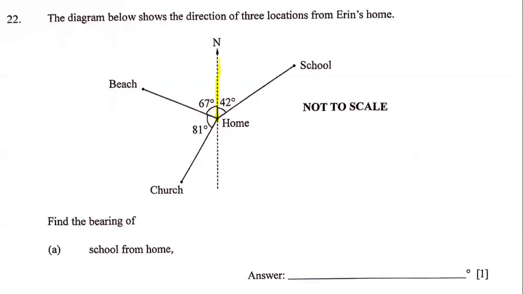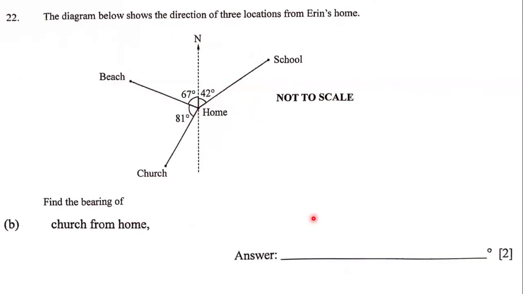The good thing is that the north was already drawn. But in general, if you're starting at a particular place, you start there and you draw a north. And so when we draw that north, we go in this direction, and we stop at school. That means that the bearing of school from home is actually 42 degrees. So the answer is definitely 42 degrees.